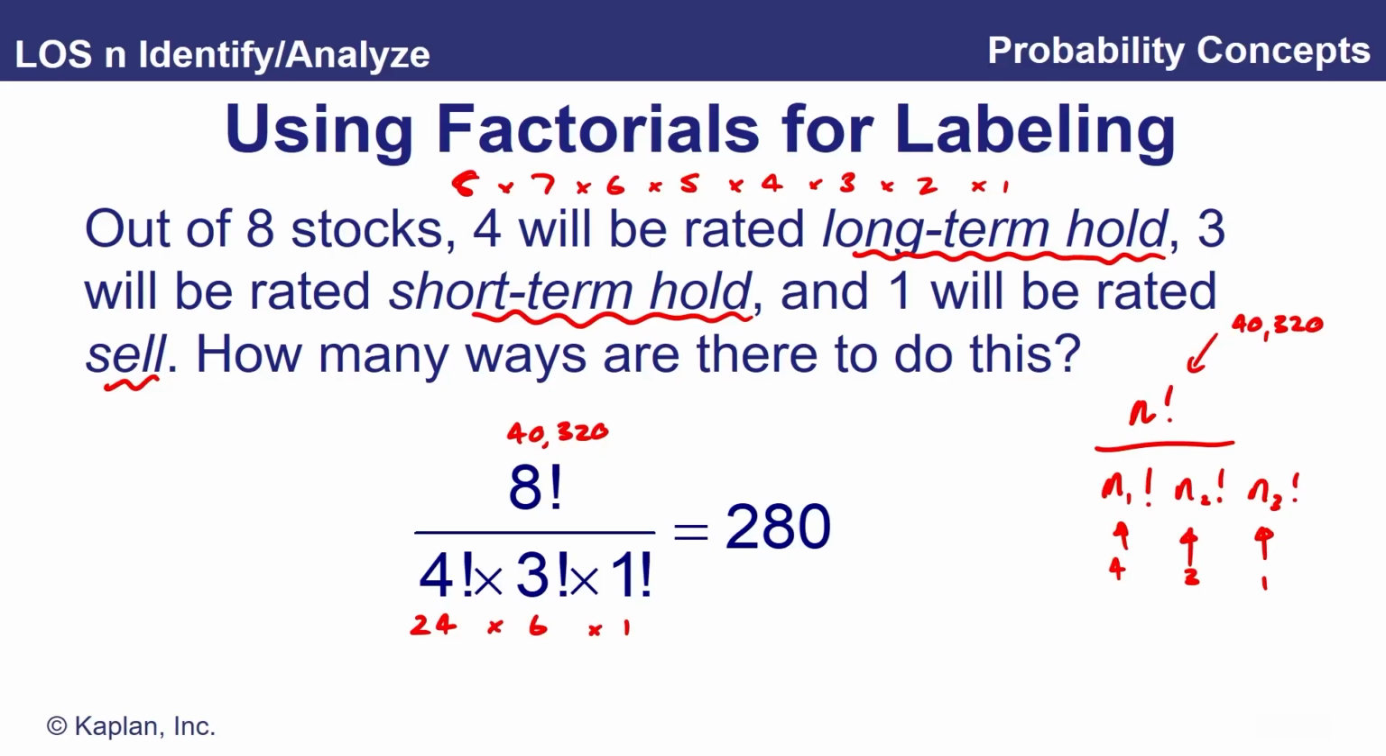So 24 times 6 times 1 is 144. So our denominator is 144. So 40,320 divided by 144 gives me 280. So there are 280 different combinations of applying those labels to those 8 stocks, when 4 will be hold, 3 will be short-term hold, and 1 will be sell.